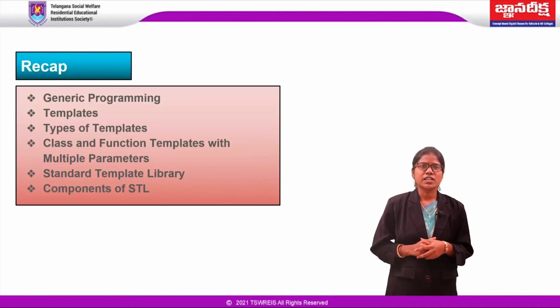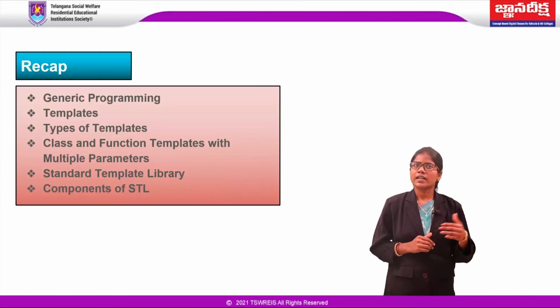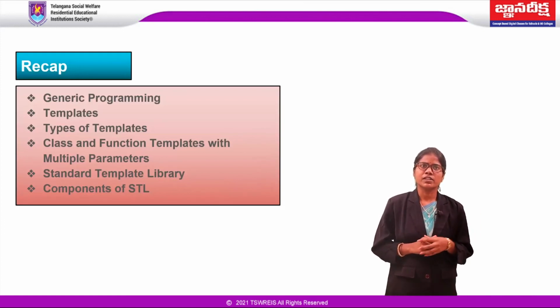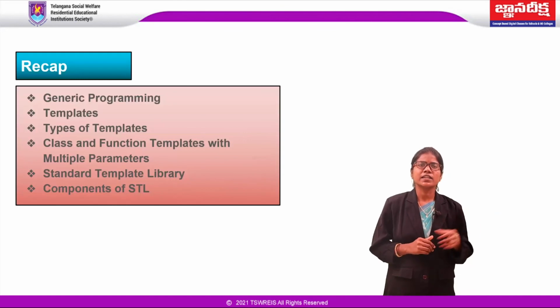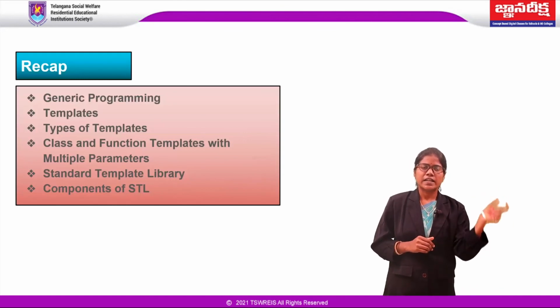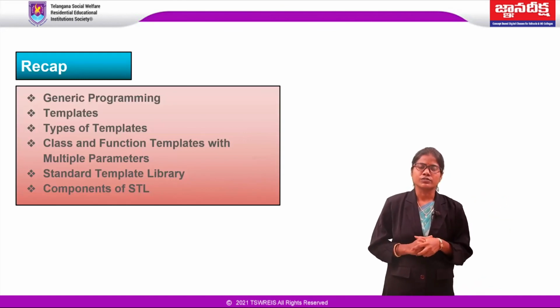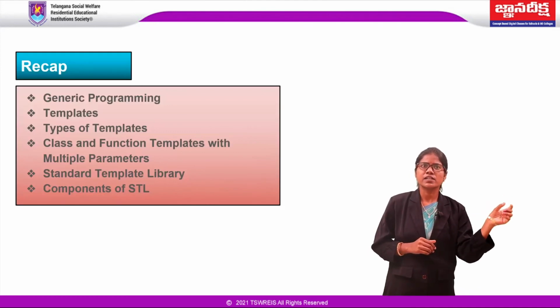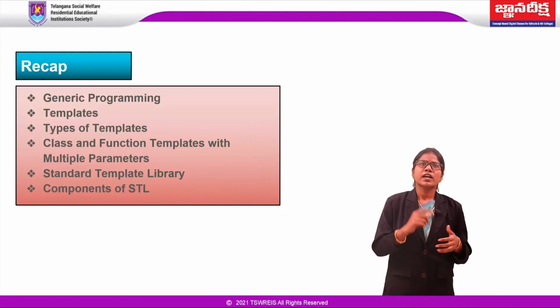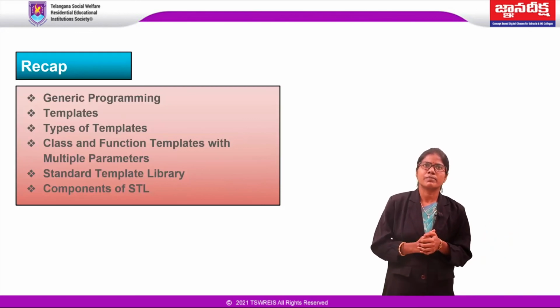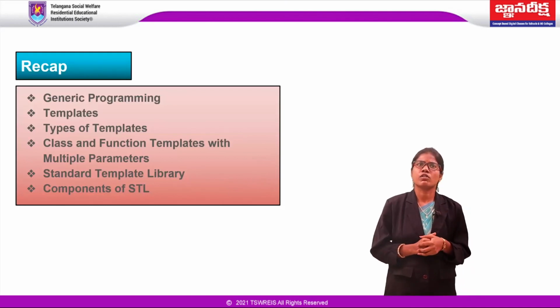Then we have seen non-template arguments. Those are passed as arguments along with templates. As we have seen in an example, when we are defining an array, we have given a data type and then a normal value. Here, the data type represents a template argument and the normal value represents a non-template argument. So we have also seen how we pass these non-template arguments along with templates.